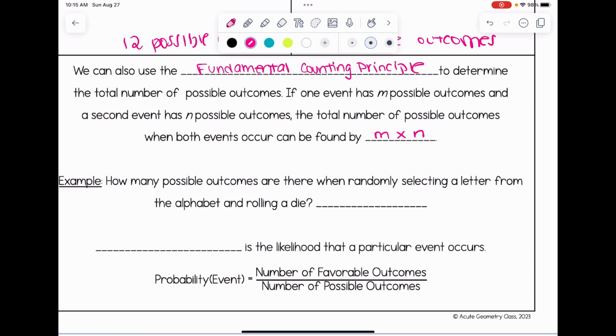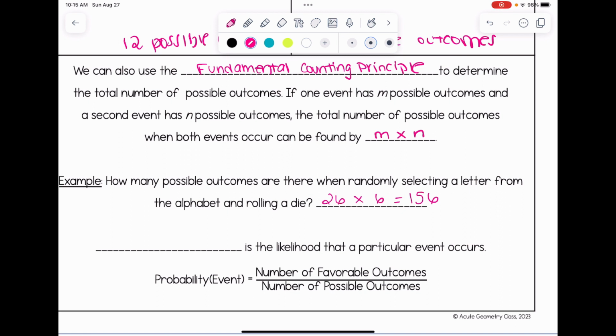If we look at another example of this, it says how many possible outcomes are there when randomly selecting a letter from the alphabet and when rolling a die? Well, there are 26 options we could pick from the alphabet and 6 options we could get from rolling a die. So if I multiply those, I would have 156 possible outcomes.